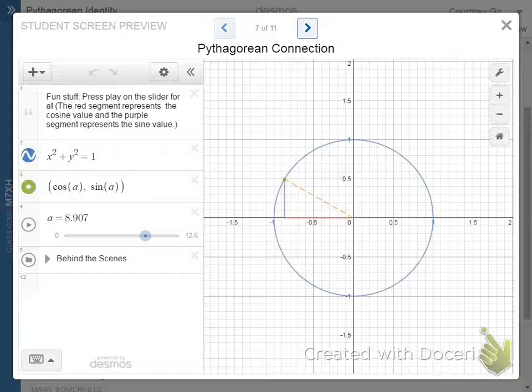And then the next slide shows a little animation that will connect this to the Pythagorean theorem. So go ahead and watch this for a moment. If I play this animation here, you can see that the blue is the unit circle, and the green dot is just the dot that we looked at earlier, right? It's cosine of a comma sine a. And it's still just rotating around the circle.